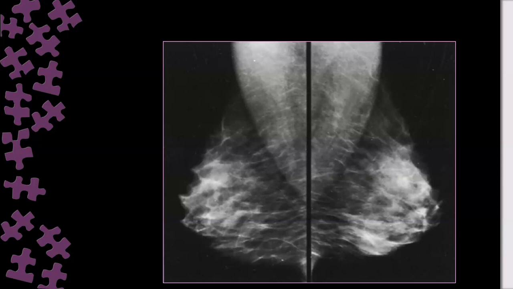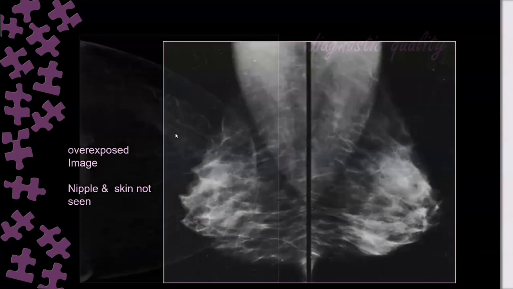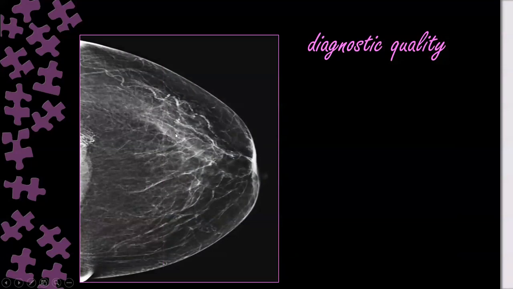That is the clue. Overexposure. It is overexposed. It is overexposed. Like the diagnostic quality of this image. There is something wrong in this image. Tell me what is wrong.